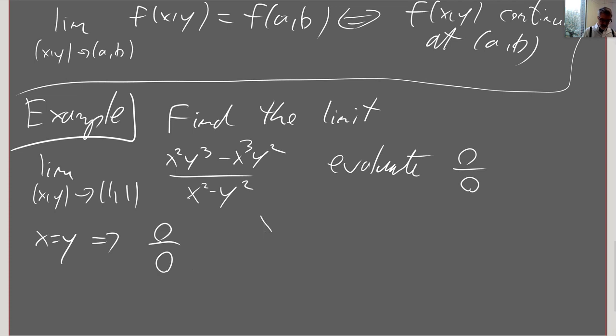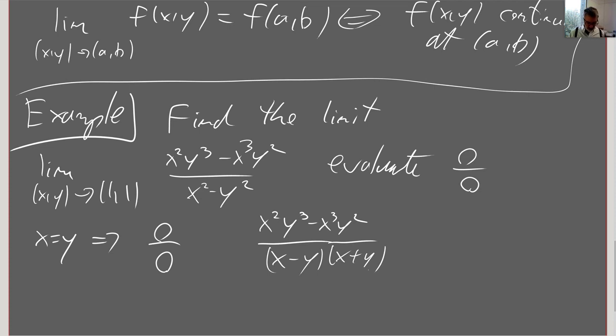So this expression, x squared y cubed minus x cubed y squared, divided by, I only factor the bottom right away because that's a difference of squares. That's easy to factor: x minus y, x plus y. And now what I'm claiming is we'll be able to factor the top into x minus y times something. So let's just try and see what we would get. So we write x minus y, x plus y.